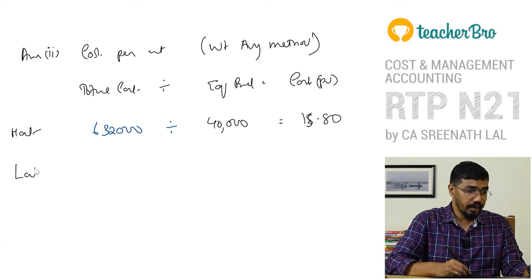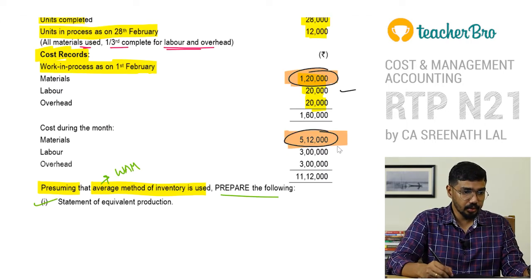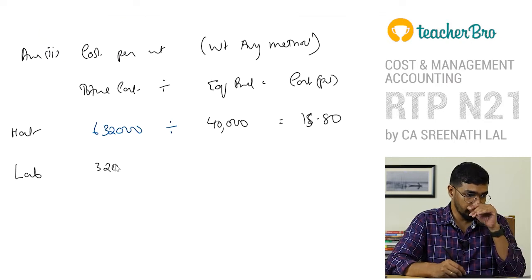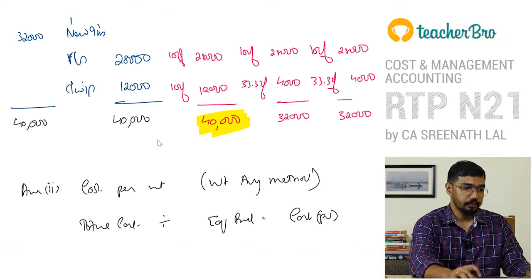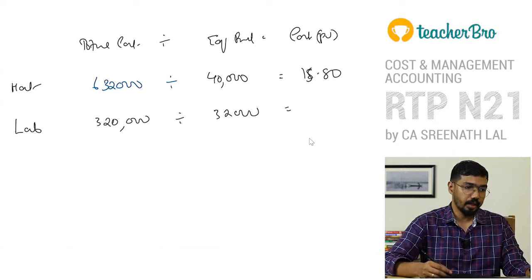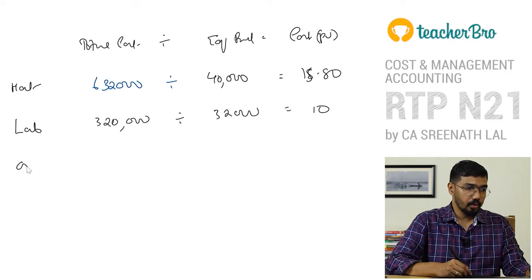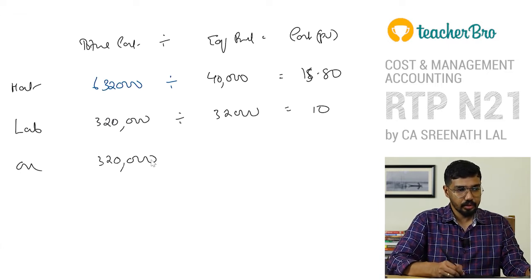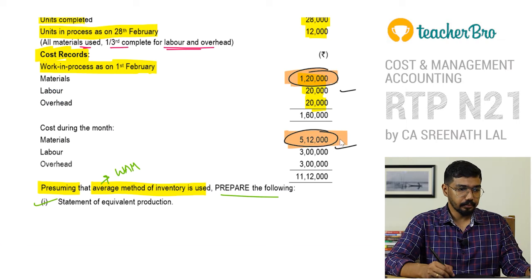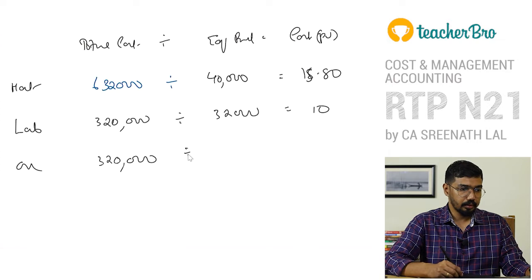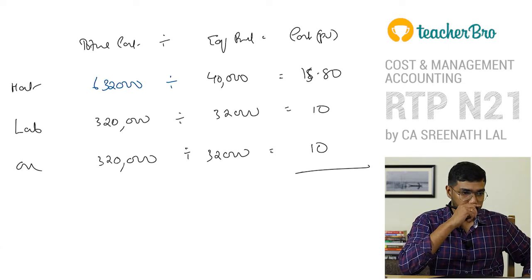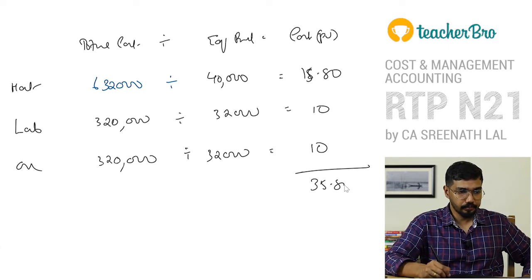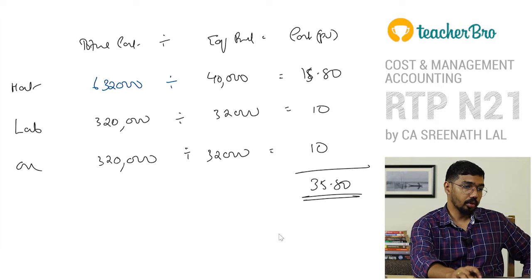Next, labor: 20,000 plus 3 lakh, so 3,20,000 divided by 32,000, 10. And overhead also 3,20,000 divided by 32,000, 10. So my total cost per unit is 35.80. Clear, isn't it, the total cost per unit?